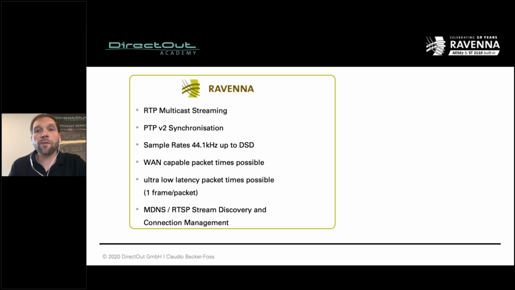But maybe if you have networks with long delays and maybe a bit unpredictable transmission situations, like over a WAN, even if it's not a dedicated link between cities, it could even be an internet connection. In that case, you need of course bigger packet times and also a lot of buffering on the receiving side. So it depends on the application, and everything is possible with the RAVENNA specification.